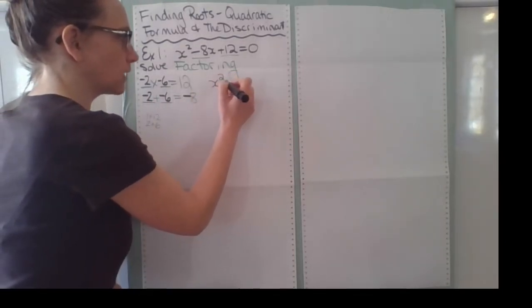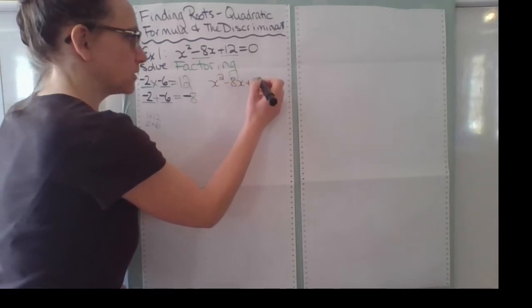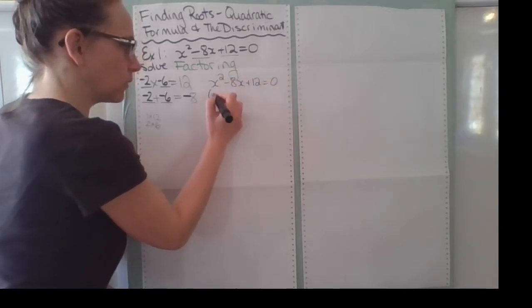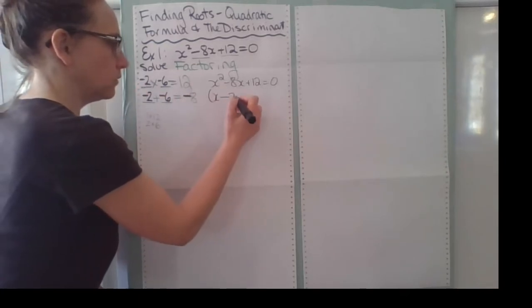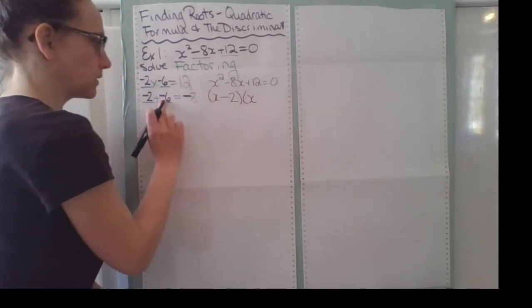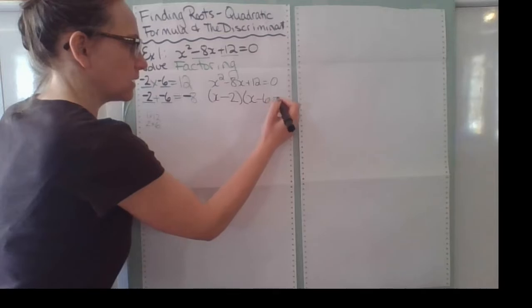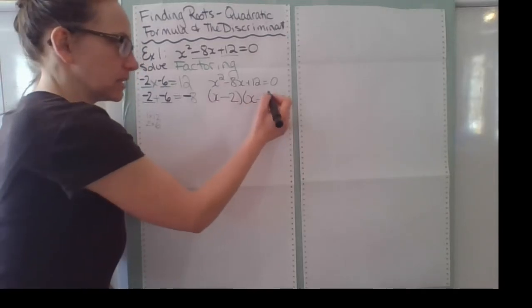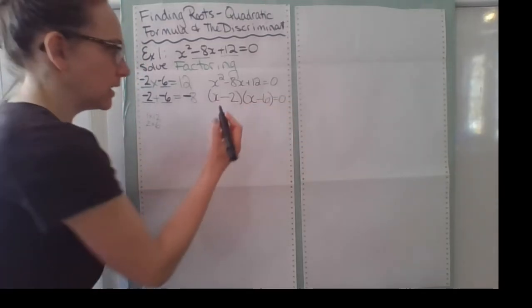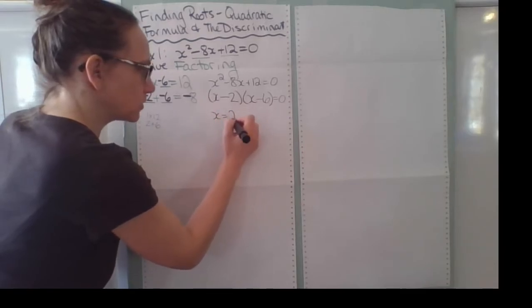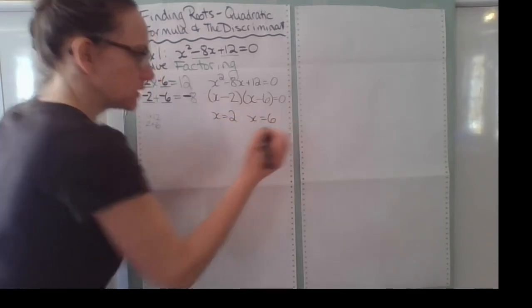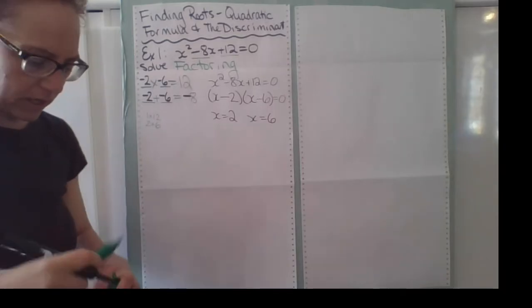So we're almost done. We know x squared minus 8x plus 12 equals 0 can be rewritten as (x minus 2)(x minus 6) equals 0. Each one of those brackets tells me my answer. So my zeros are at x equals 2 and x equals 6. That's not too bad.